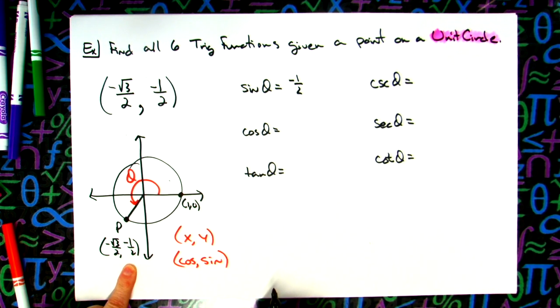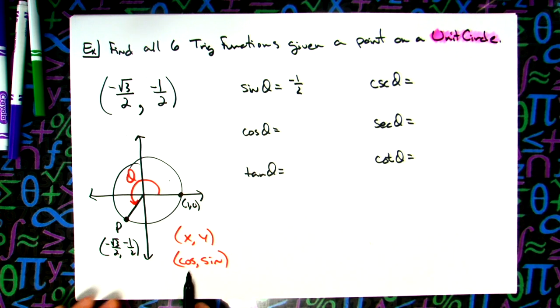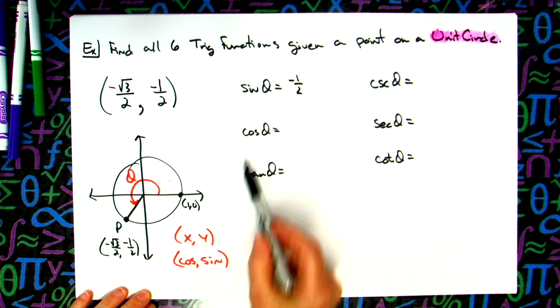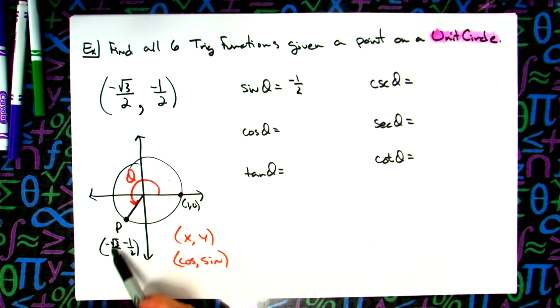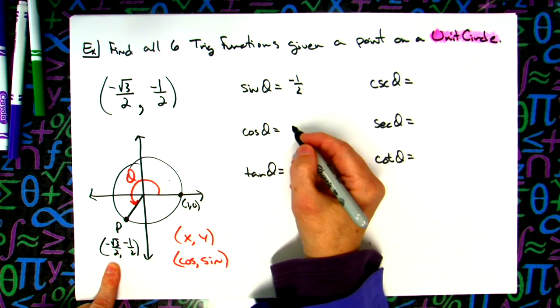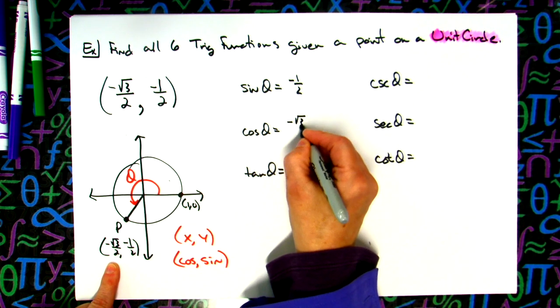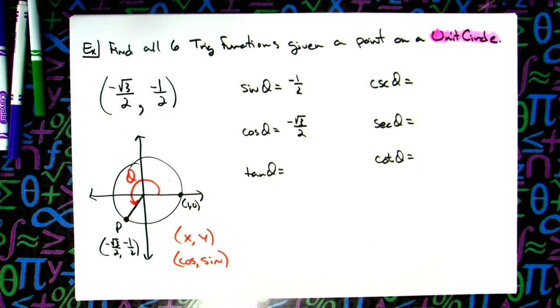Because that's my y coordinate. Sine is y. That one was easy. All right, cosine is the first coordinate. I want to find cosine of this angle, cosine of theta. So I'm going to come down and look at the point. This is my x. So, -√3/2. All right, really fast.